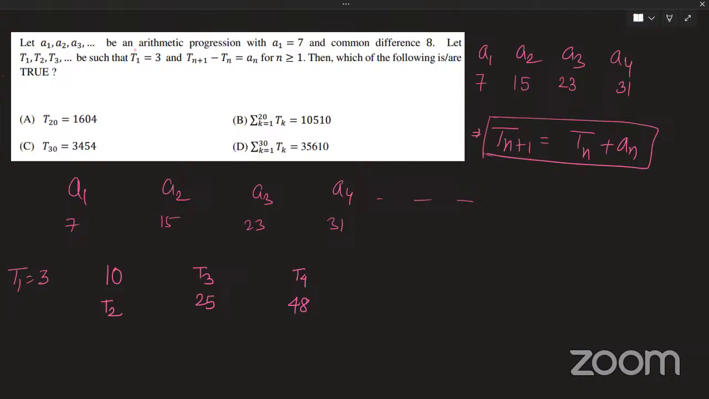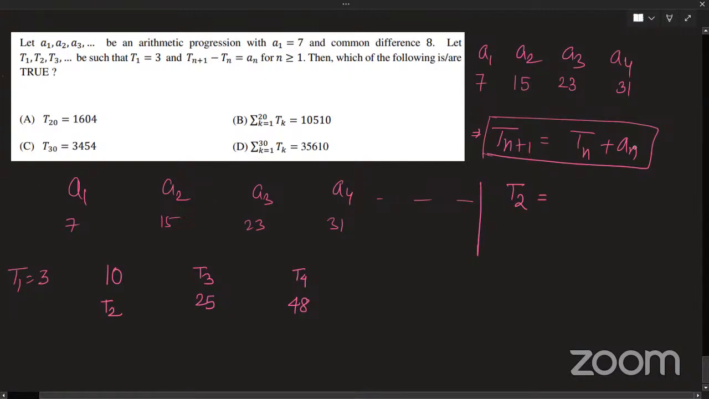If you don't understand, tell me. See, I know that T of n plus 1 is Tn plus An. So can you help me evaluate what will be my value of T2? T1 plus A1, right? What will be my value of T3? T2 plus A2. What about T4? T3 plus A3, right?